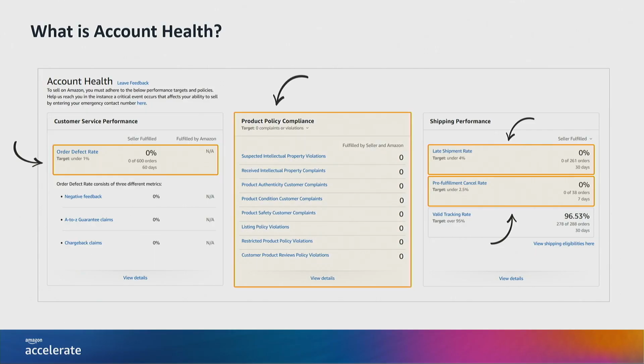Finally, the Account Health page contains your adherence against Amazon's product policies. Product policies relate to the products you sell and the listing data that you provide about those products when creating them on Amazon. Why don't we talk about why account health is important?